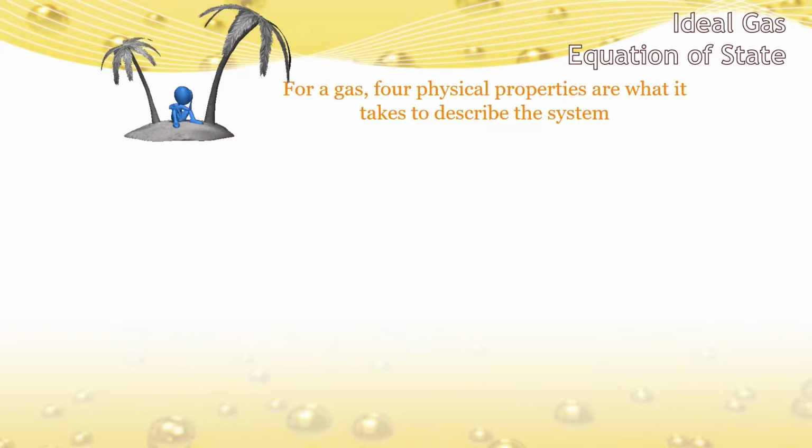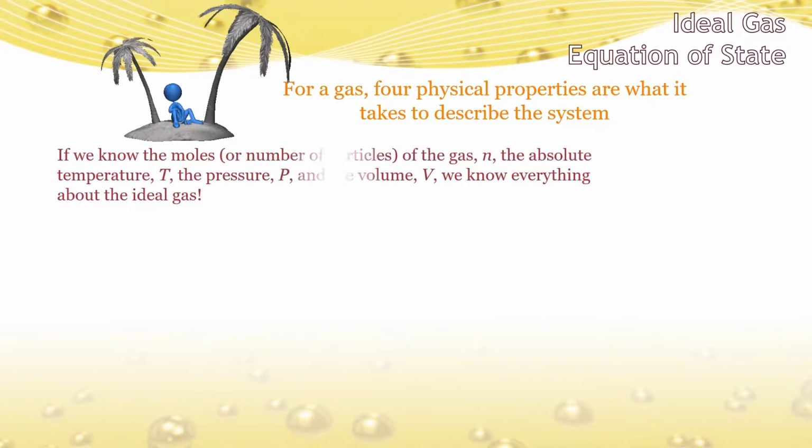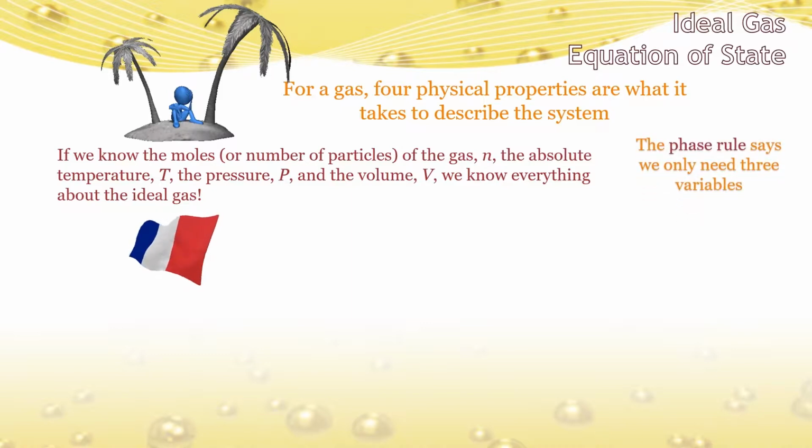Well, for a single component gas, 4 physical properties are all it takes to describe the system. If we know the moles of the gas n, the absolute temperature T, the pressure P, and the volume V, we know everything about the ideal gas that there is to be known. These 4 state variables establish the exact state of the system. Now it's off to France to set up the gas. But wait, it turns out that a rule derived from the fundamental laws of thermodynamics called the phase rule proves that we only need 3 of these variables.